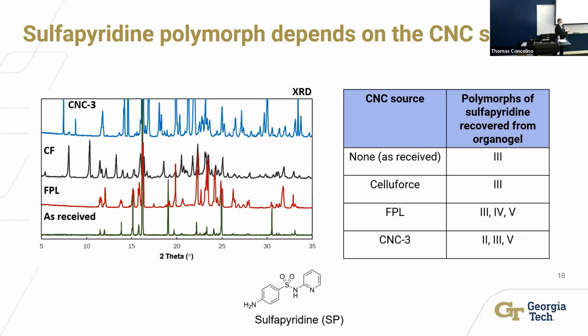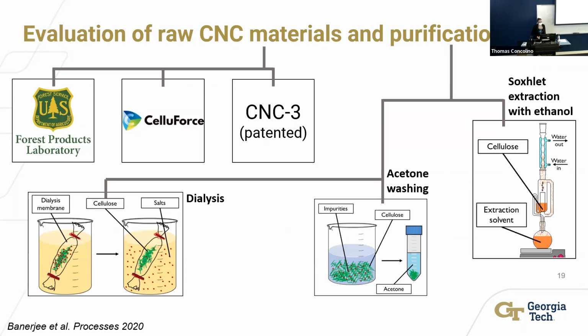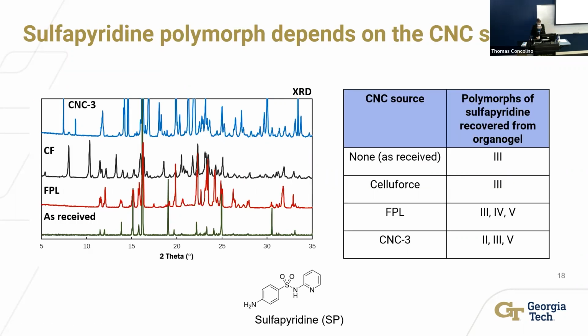Celluforce, it formed form 3 as well. But when we use Forest Products Lab, we got a mixture, form 3, 4, and 5. When we use this proprietary one, we got a mixture of 2, 3, and 5. And so clearly this shows us that our cellulose source is playing a big role in the precipitation and the polymorph formation. So we decided to evaluate these in more depth.